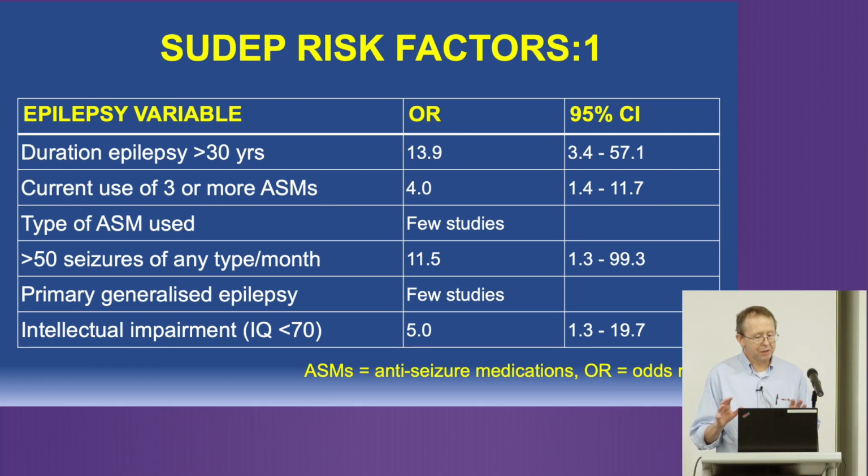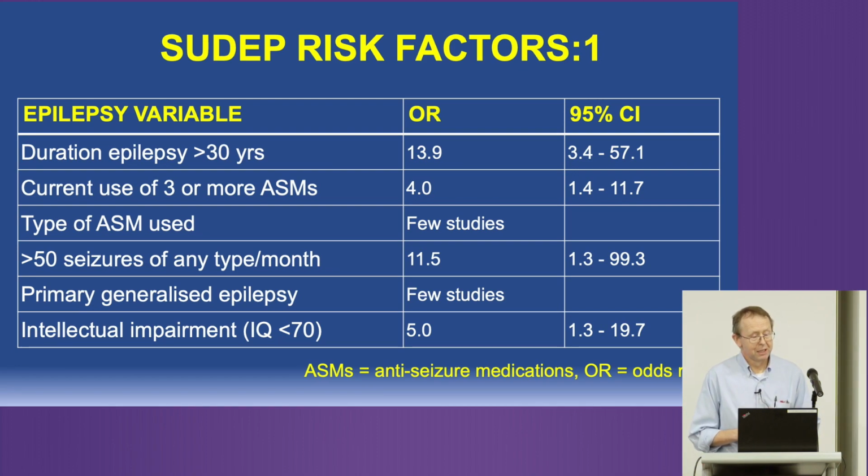The so-called polytherapy paradox, the use of three or more drugs, I'll come back to, because you might say, I'm on three drugs, gee, that makes me at risk, but we'll talk about that a bit later. The type of drug used has been looked at, and the bottom line is various drugs have been implicated. No drug has been clearly associated with SUDEP, so we'll put that aside. Greater than 50 seizures of any type per month, well, it's not great.